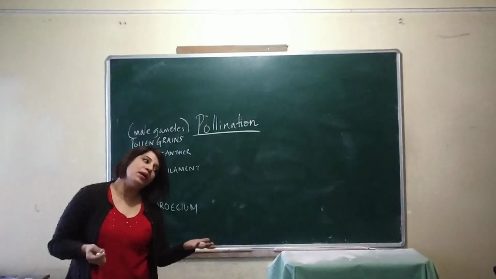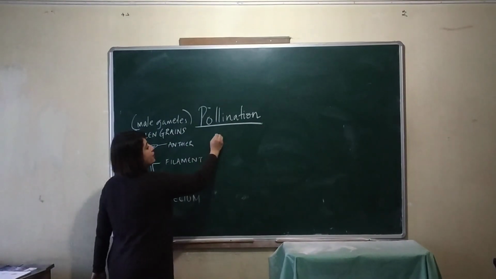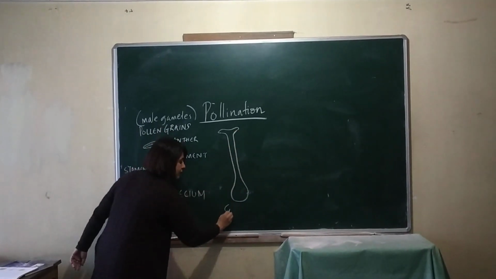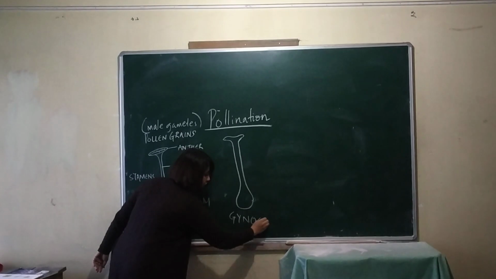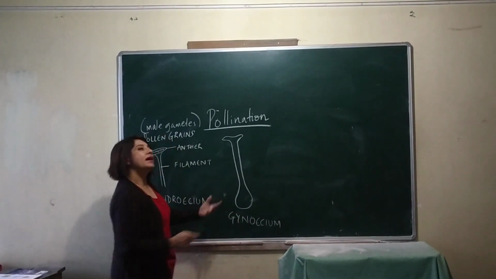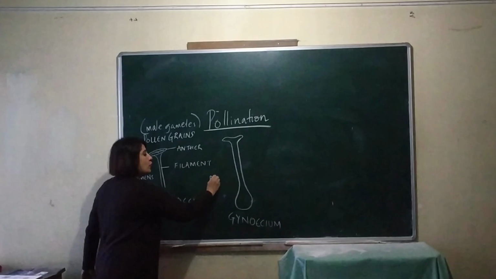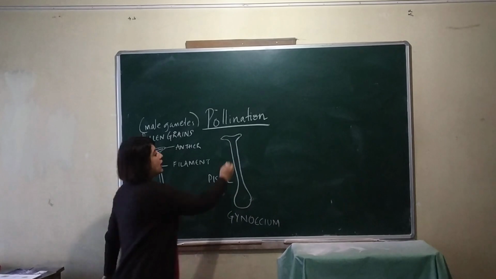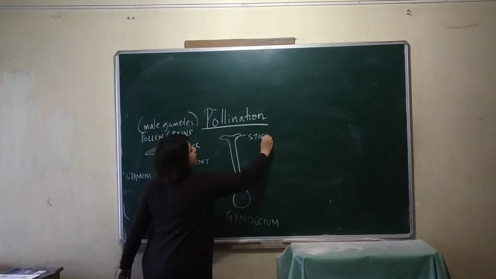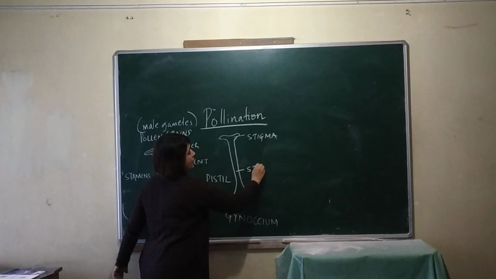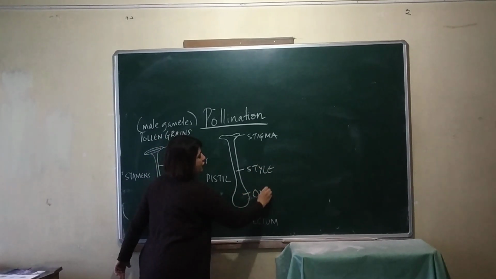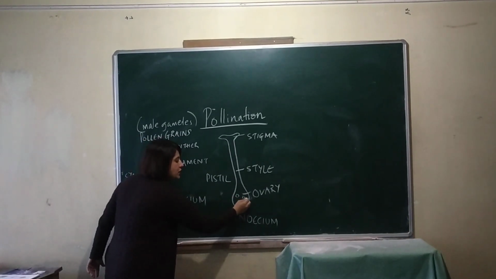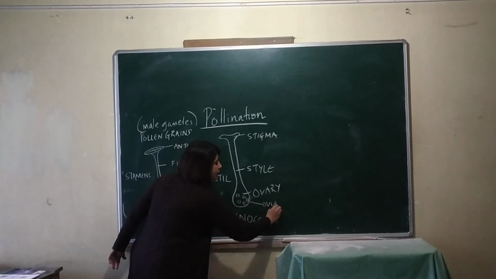Then we have the female part of the flower, that is the gynoecium. And the gynoecium is made up of a group of pistils or carpels. Each pistil has three parts: the stigma, the style, and the ovary. And inside the ovary we have ovules, which contain the female gametes.